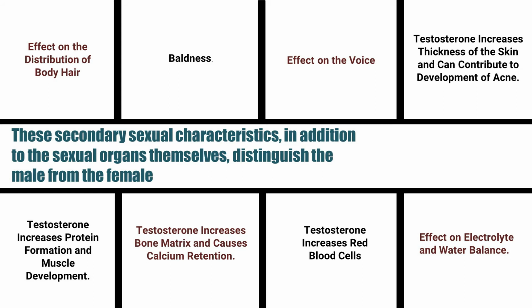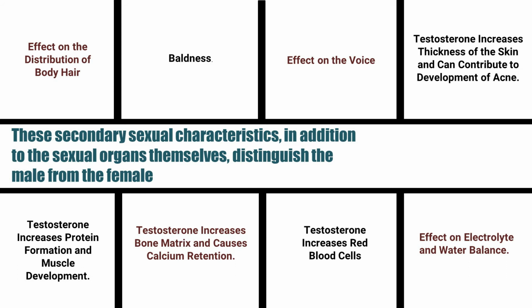First off is the effect on the distribution of body hair. Testosterone causes growth of hair in various places. Examples of this are facial hair, chest hair, and less often in other regions of the body such as the back. It also causes the hair on most portions of the body to become more prolific. Next is baldness. While baldness can be due to aging, testosterone can also play a part, for it decreases the growth of hair on the top of the head.